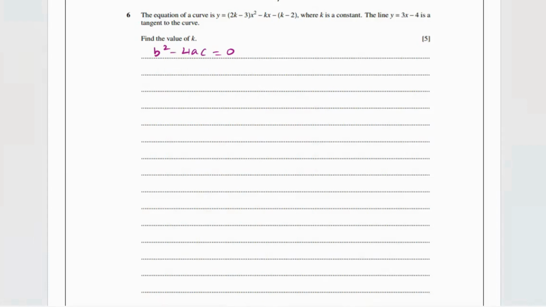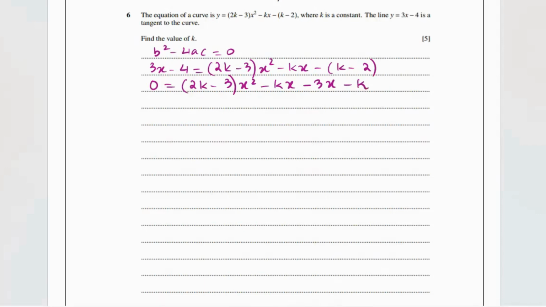So let's put the equation equal to the curve. 3x minus 4 is equal to (2k minus 3)x squared minus kx minus k minus 2. Bring everything on one side. So (2k minus 3)x squared minus kx minus 3x minus k plus 2 plus 4. Collect the like terms.